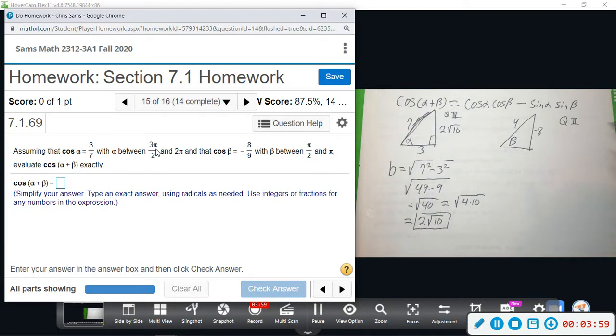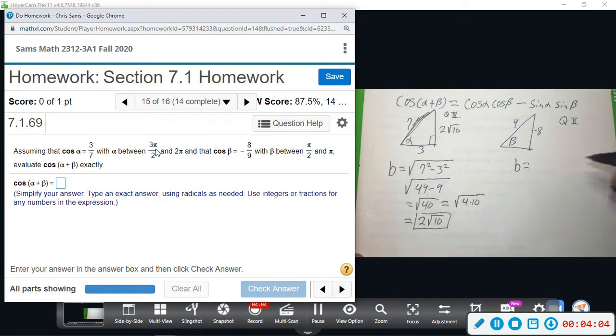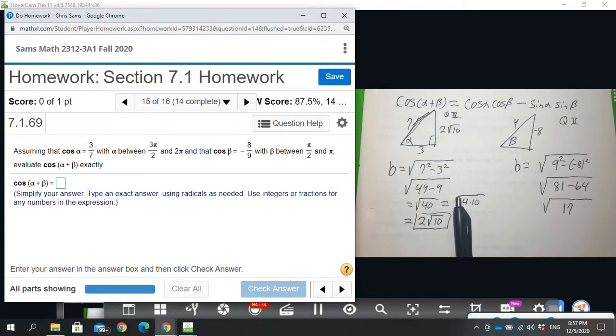Alright, and then over here, we'll do the same thing. So I can say b is equal to the square root of 9 squared minus negative 8 squared. 9 squared, 8 squared. This gives me 81 minus 64. And then we subtract these. Gives us 21 minus 4. Is it 17? Let's verify. Sometimes I get fuzzy. I think that's 17.